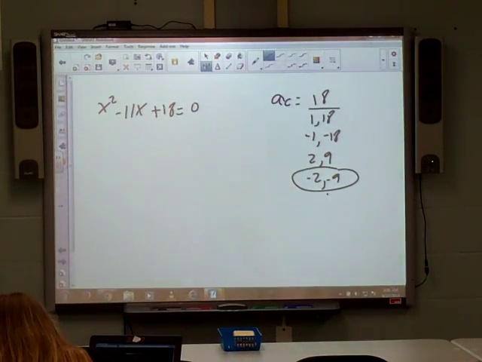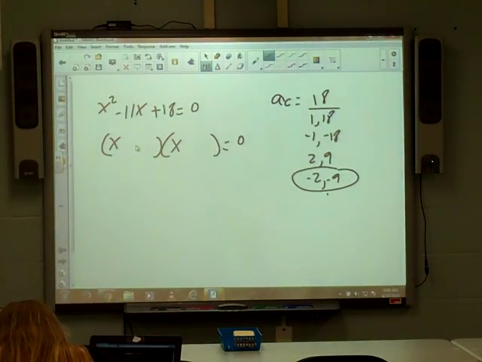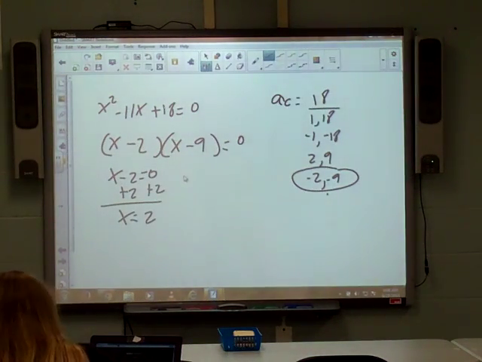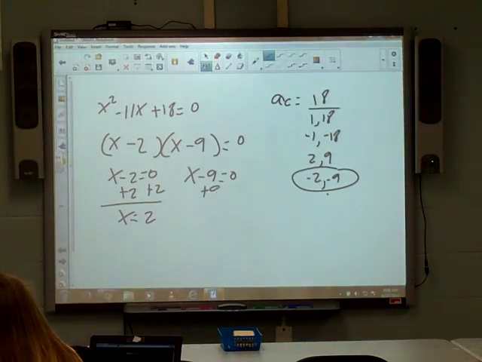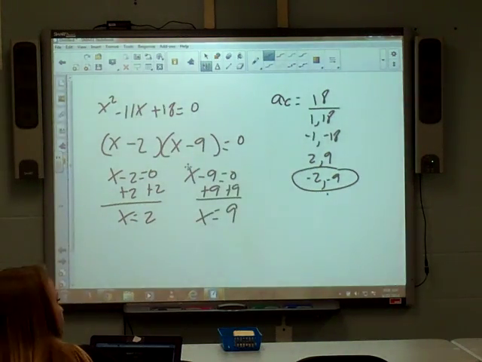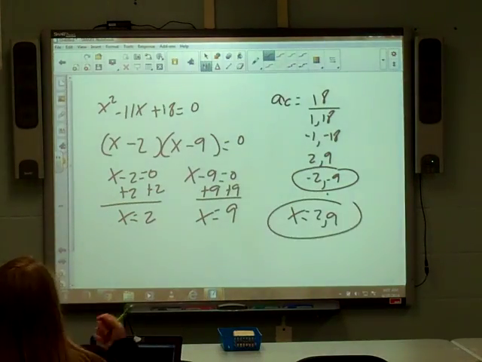Right there, right? Okay. So, trinomial makes factors to 2 binomials. To get an x squared, it's got to be an x and an x. I add a minus 2 and a minus 9. Well, we're not done with this one, but in a second we can set both of these equal to 0. Gets me x is 2. And x is 9. That's it. Okay.